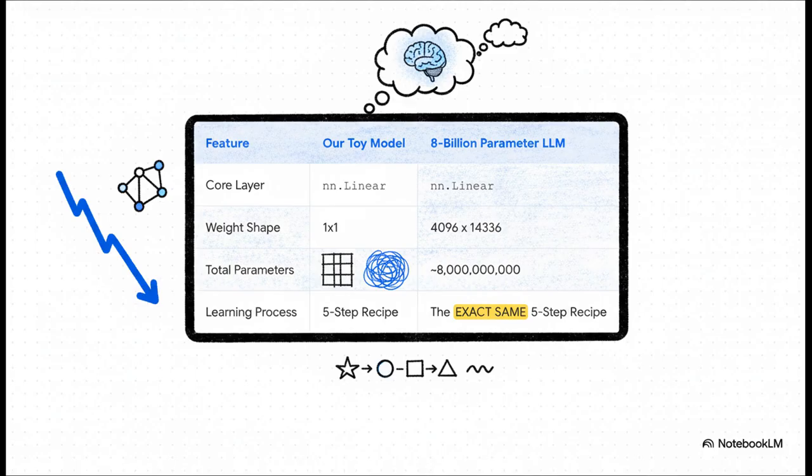This table really just says it all. The core layer for our tiny model was nn.Linear. And for an 8 billion parameter LLM, it's also nn.Linear. The total number of parameters we had: 2. For them: 8 billion. The difference in scale is just astronomical. It's hard to even comprehend. But here is the absolute kicker, the most important part. The learning process, that 5-step recipe we just walked through, it is the exact same thing.